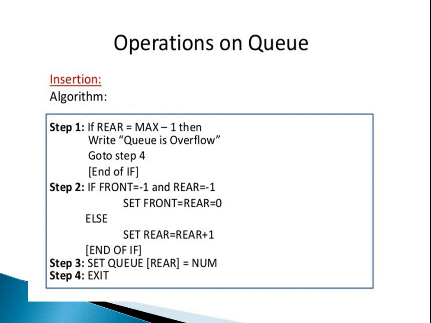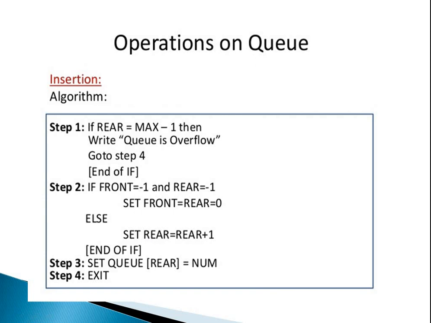So what we'll do, we can set the front and rear position as 0, or you can say front equal to -1, so -1 plus 1 will become 0, and rear equal to -1 plus 1 becomes 0. So that means at this time we can insert the new element in the queue. In another scenario, we will set the position of rear equal to rear plus 1 always, right?